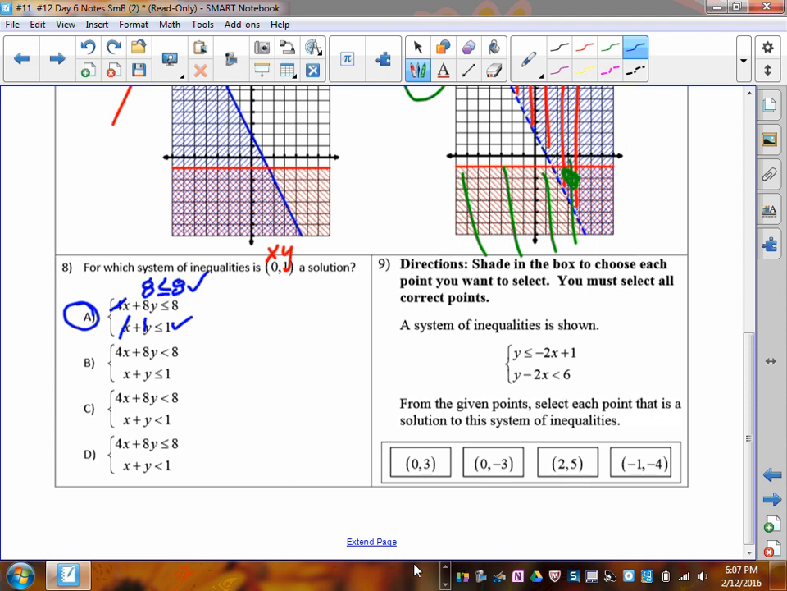Alright, number 9. Click in the box to choose each point you want to select. You must select all correct points. The system of inequalities is shown. From the given points, select each point that is a solution to the system of inequalities. So what you're going to want to do is graph this system, and then remember, find whatever is in your shaded region. I just recommend you draw a graph off to the side, a quick little sketch.